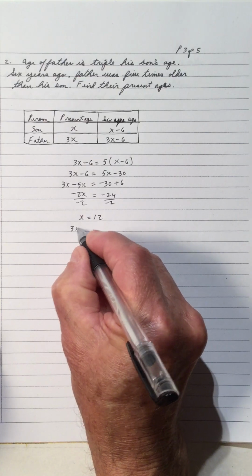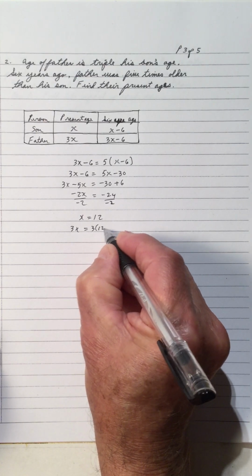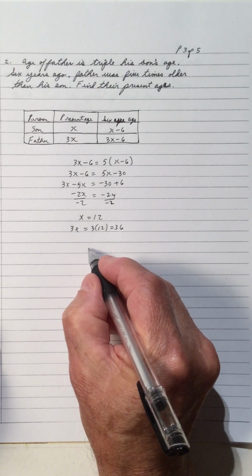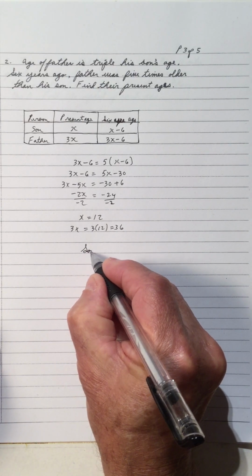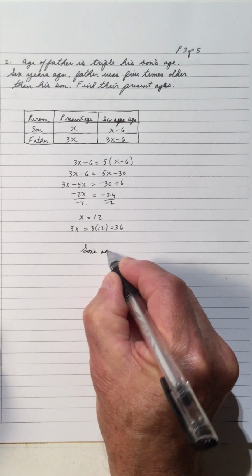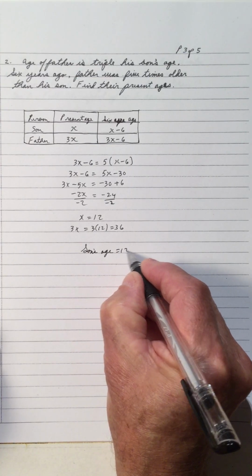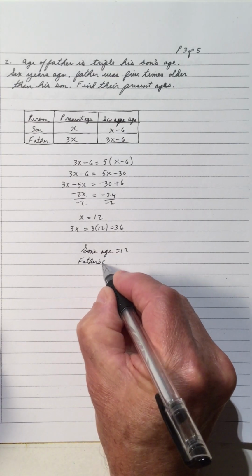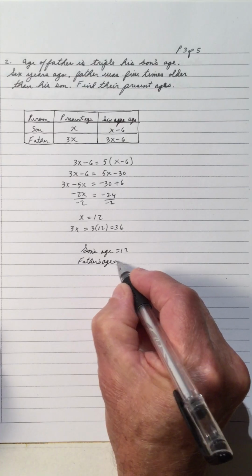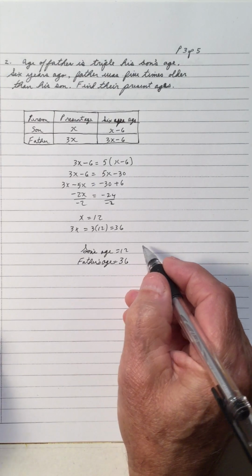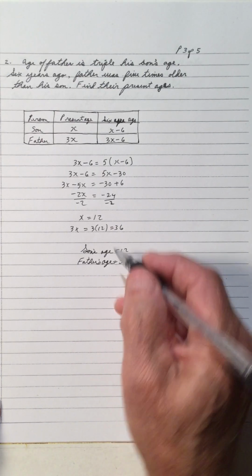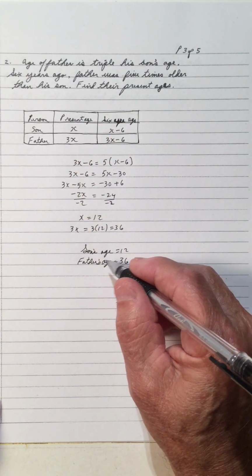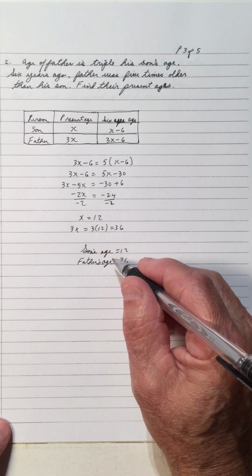So we have 3x, so 3 times 12 is 36. So that means x, the son's age, is 12, and the father's age is 36, because we want the present ages. Notice now we have defined everything in this chart here and solved it all out, and we made the final statement. So let's check.